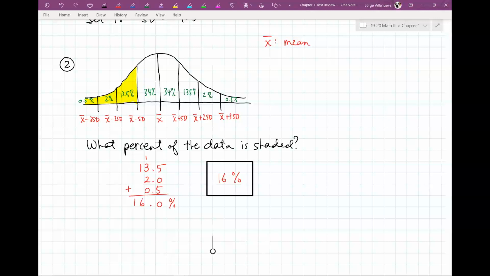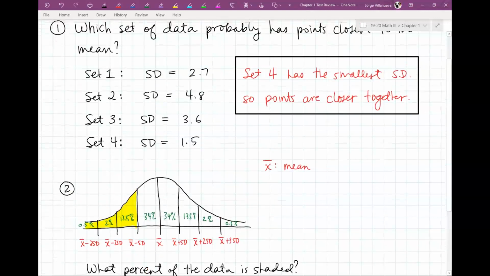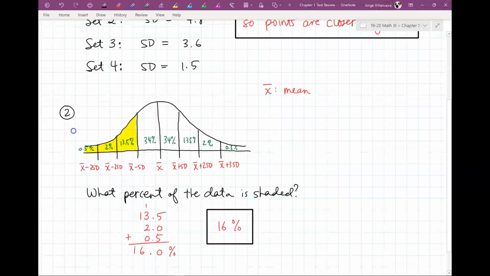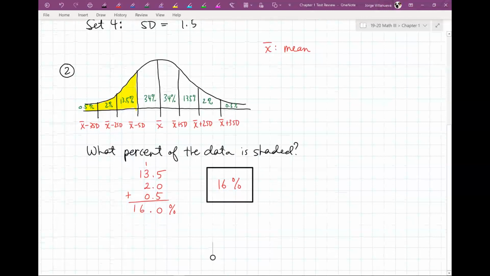The standard deviation being small means the points are close. If they were to ask you which points are furthest apart, then you'd say set number 2, because that's the biggest standard deviation. And for this one, they're just going to color something in and ask you what the percentage is. Are we okay so far for those two? Any questions on that?